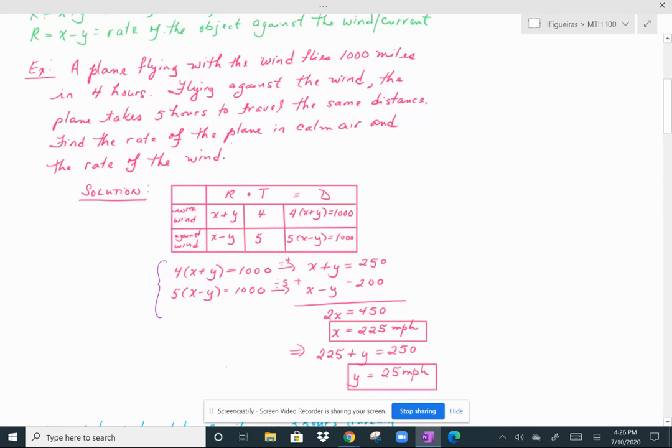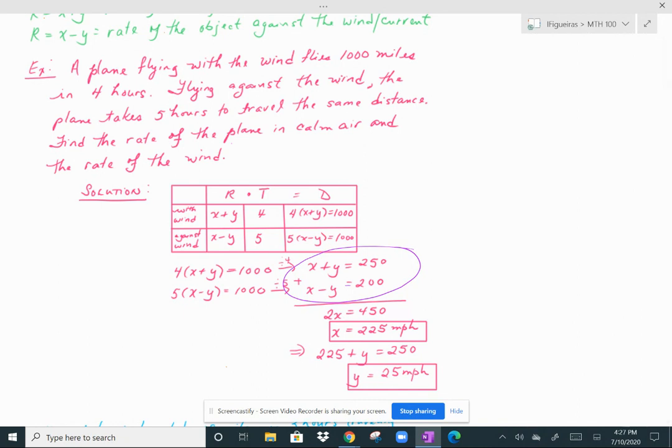Now, to make things easier on us, 1,000 is divisible by 4, and it's also divisible by 5. So that's exactly what I'm going to do. I'm going to divide equation 1 by 4 and divide equation 2 by 5. When I say divide, I mean the left side and the right side. So on the left side, you get x plus y, and on the right side, you get 250 for the first one. And for the second equation, you get x minus y and 200. All right, so now I'm ready to add these two equations. This system here is perfect for the addition method because when I add, my y's will cancel.